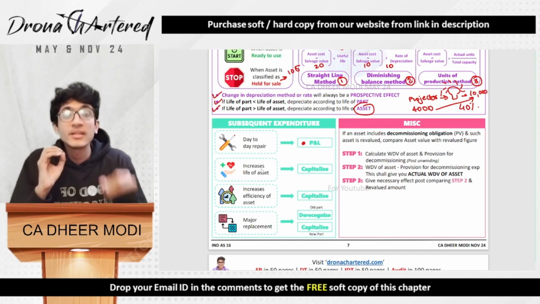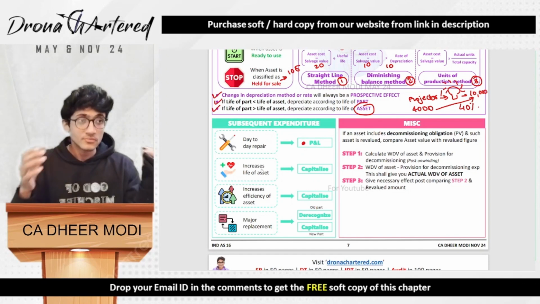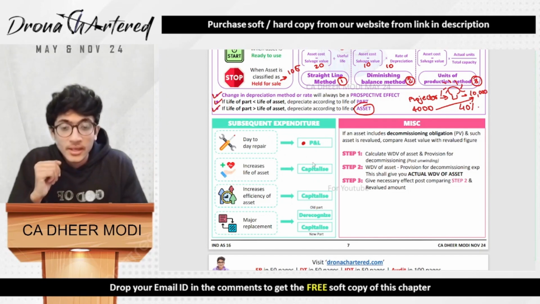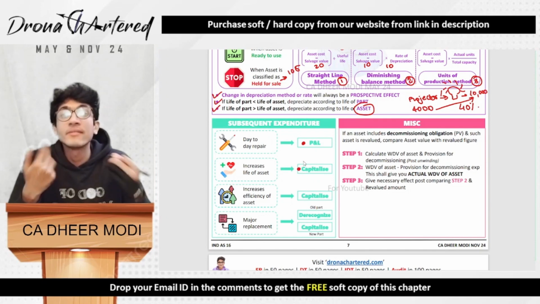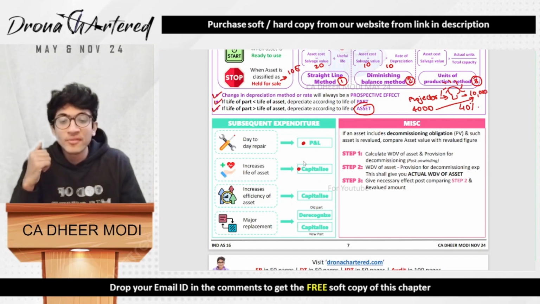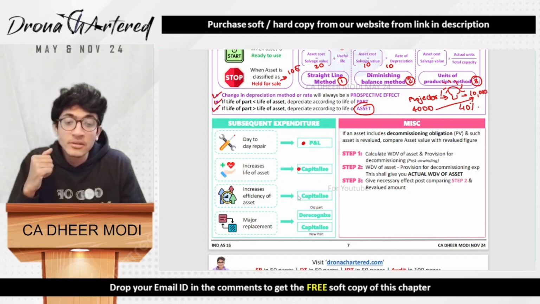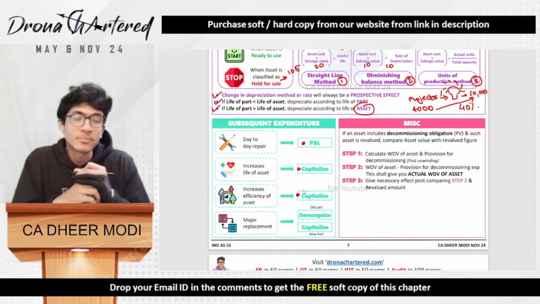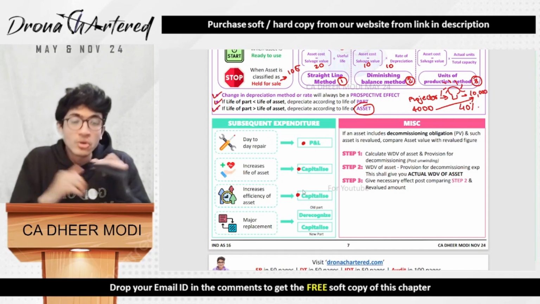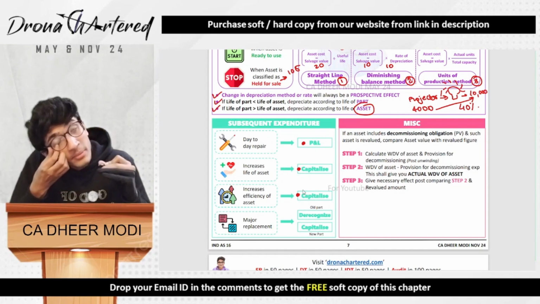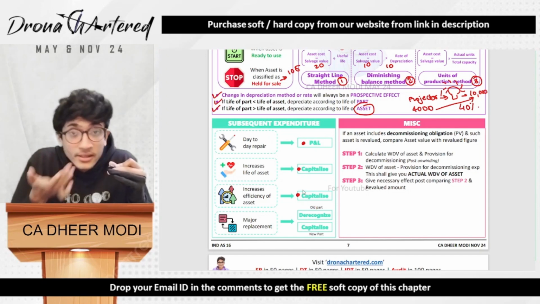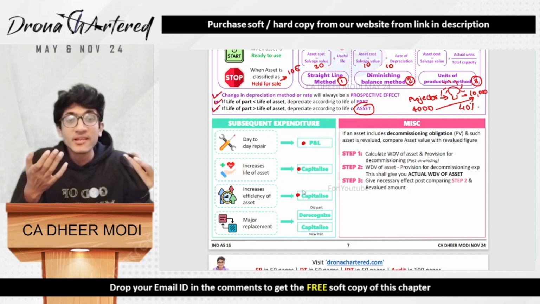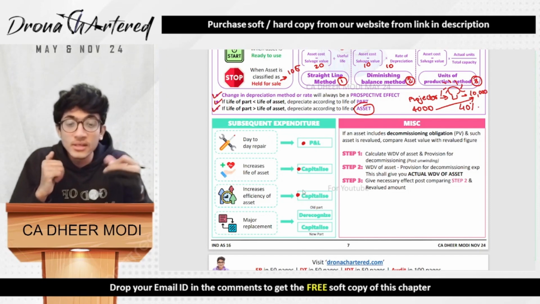Next, if it increases the life of the asset, if you do some expenditure on the asset such that the life of the asset increases, in such a case this cost will be capitalized. It will not be sent to the P&L, because you are enhancing the value of the asset. If it increases the efficiency of the asset, then also you will capitalize. Say, for example, I have a machinery that can produce 10 parts per minute. I put some technology in it. I invested some amount so that now it produces 50 parts per minute. So I have increased the efficiency of the asset. Whatever amount I've spent will not be sent to P&L. This will be capitalized, because this will give me future economic benefit over the years.